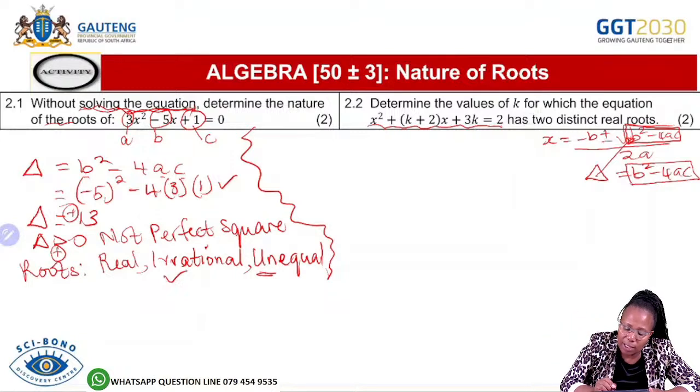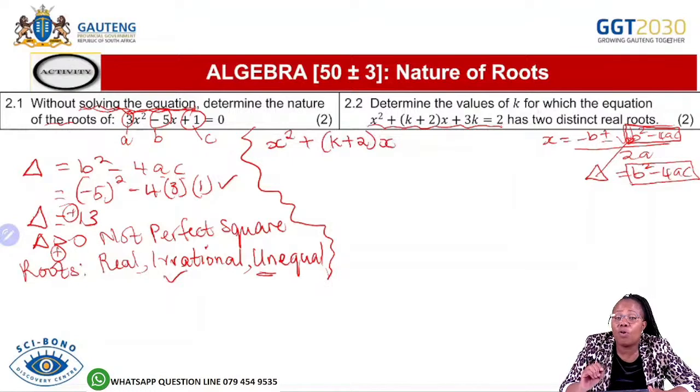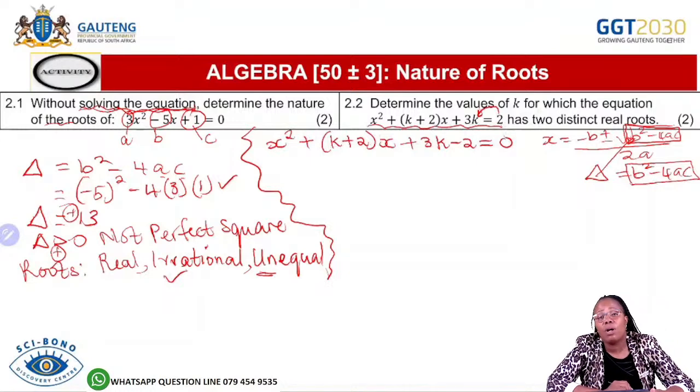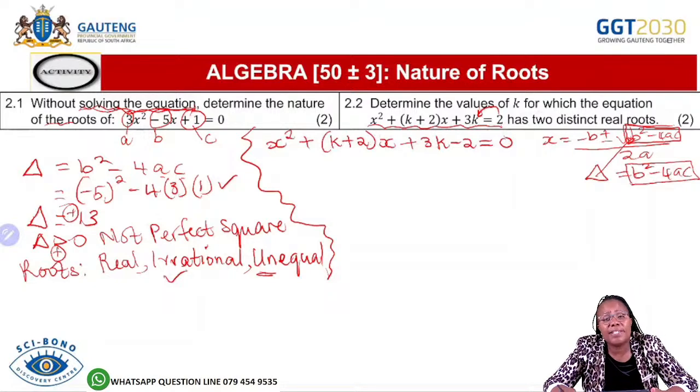So start with the x squared. We have 1x squared, followed by the x, which has coefficient k plus 2. And then the constant, which is all values without an x, we have 3k minus 2 equals 0. We have transposed this 2 to the left, so it becomes a minus 2. Right. And then let's identify the a value, the b value, the c value.